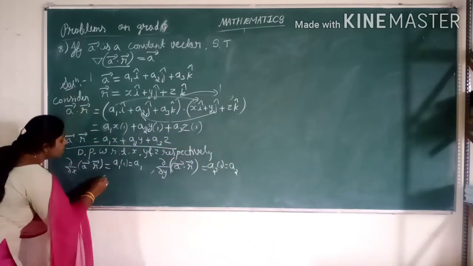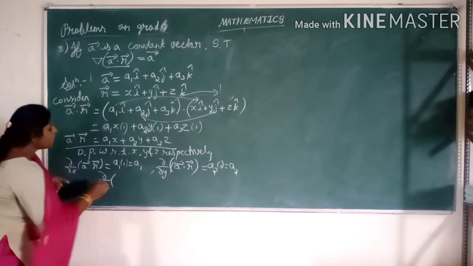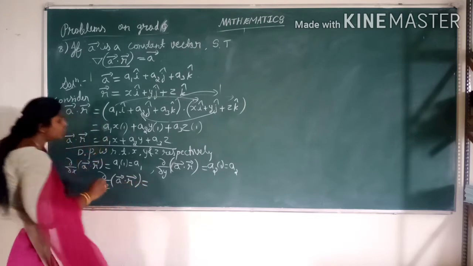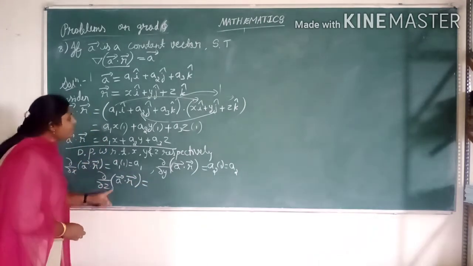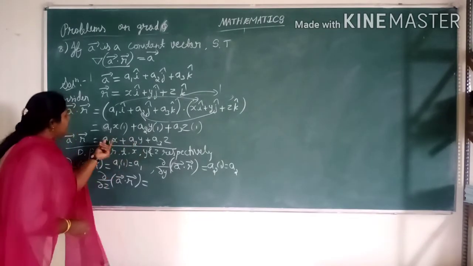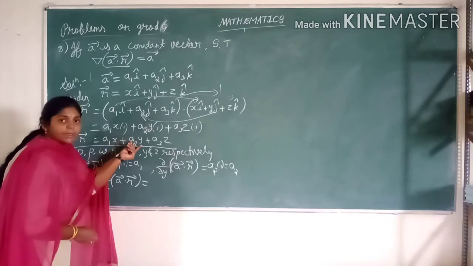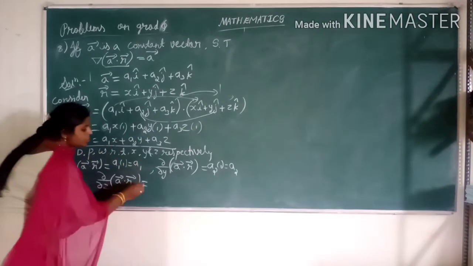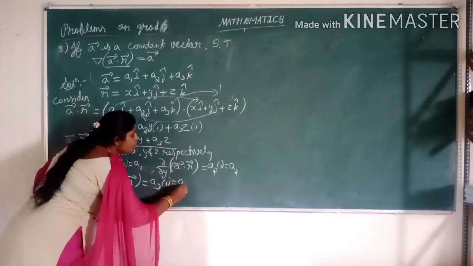Similarly, differentiate partially with respect to z. That is ∂/∂z of vector A dot R. By differentiating partially with respect to z, you treat x and y as constants. A1x is constant, the differentiation of a constant is 0. Similarly, A2y is constant, so it is 0. What about A3z? It is not a constant. A3 is constant, the differentiation of z is 1, that is equal to A3.